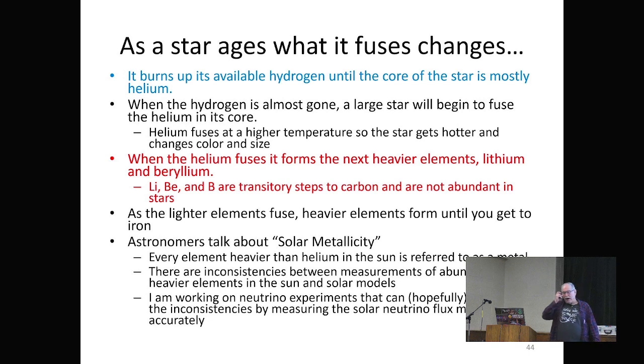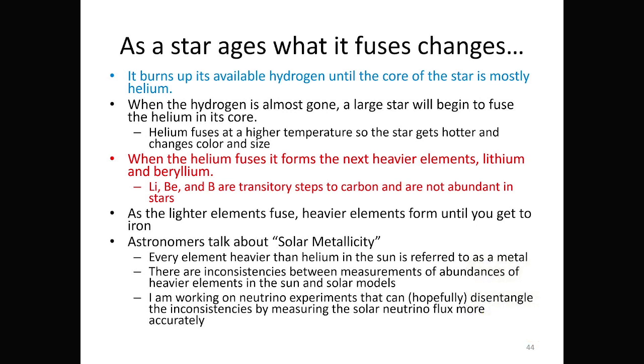So as a star ages, what it fuses changes. Its hydrogen gets used up and turned into helium, and when that happens, the star collapses for a bit until it gets hot enough to burn the helium. So stars change size and luminosity as a function of what they're burning. And you get these transition elements. These guys are transitory steps that get broken down and turned into other things.